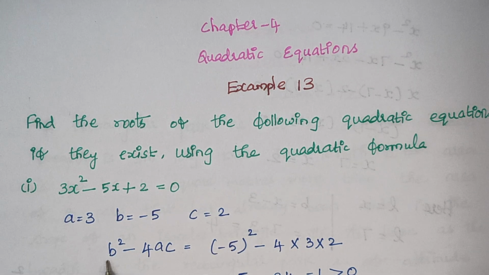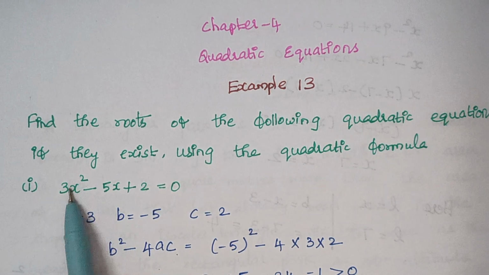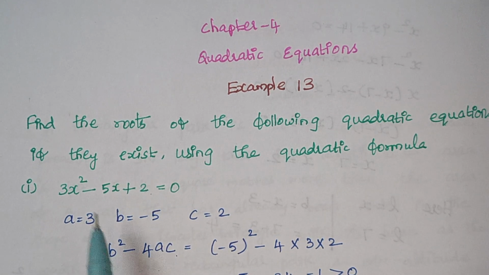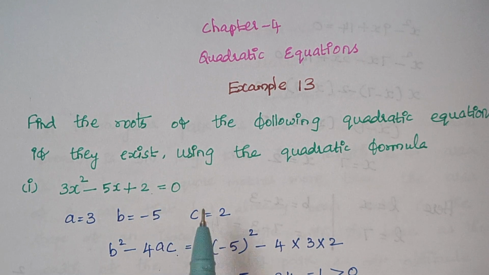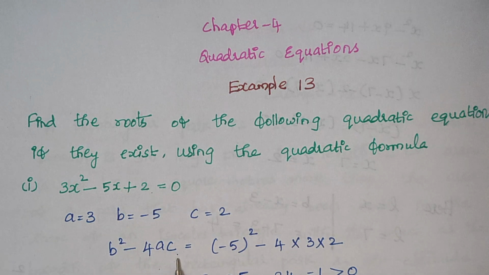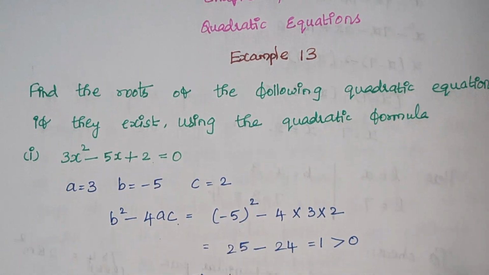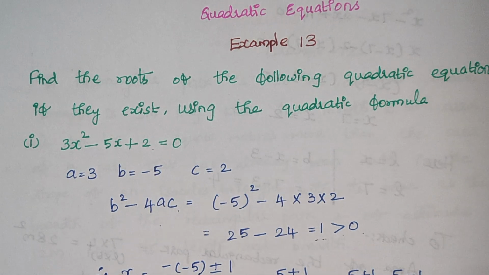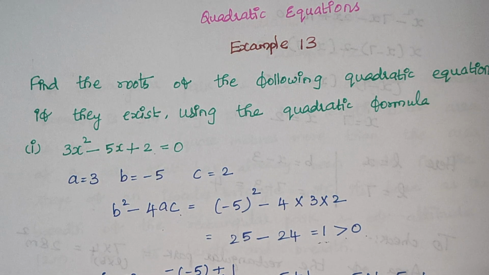So initially we always start finding with b square minus 4ac. So here the coefficient of x square is a, coefficient of x is b and the constant is c. So here in this problem the value of a is 3, b is minus 5 and c is 2. So b square minus 4ac. Now we know the value of a, b and c. So just substitute them in this equation, and when you simplify, you see here we have 1, that is a positive number which is greater than 0. So we can easily prove that this equation has two real roots.